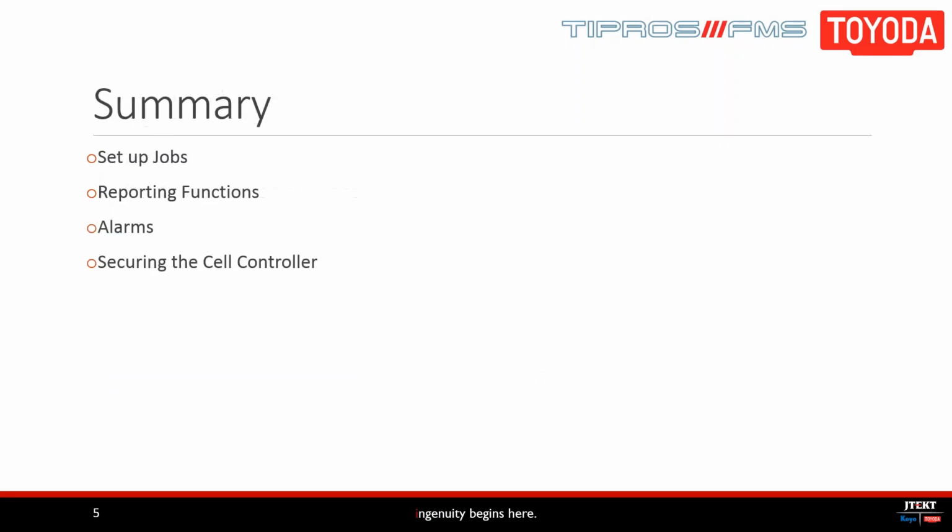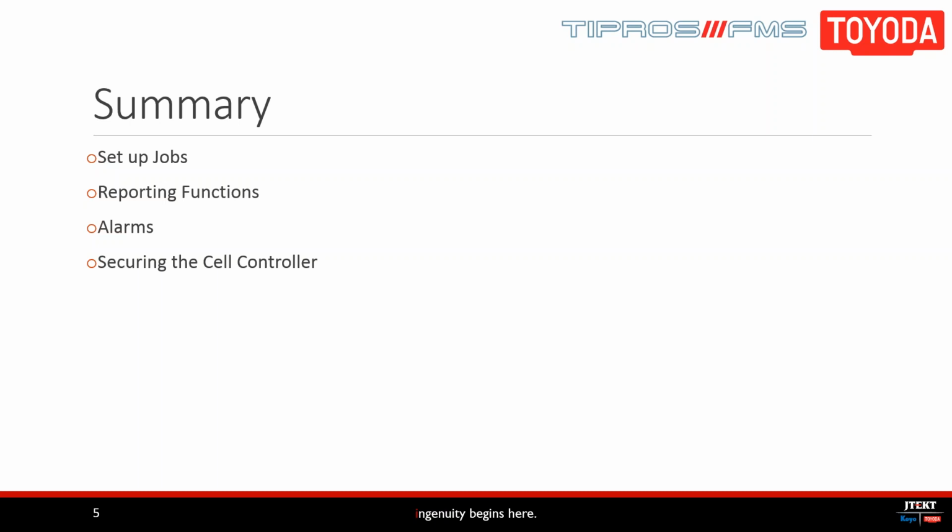Okay, so in summary, we covered a few different things that are found in our cell controller. We showed you how to set up new jobs, which we did on one work pallet as well as a changeable fixture. We discussed the different types of reports, showed you briefly the things that are available, and then we talked about the alarms, and showed you how to secure the cell controller.